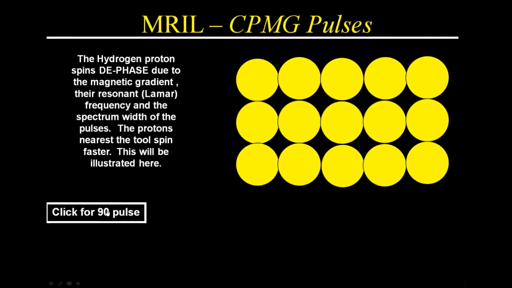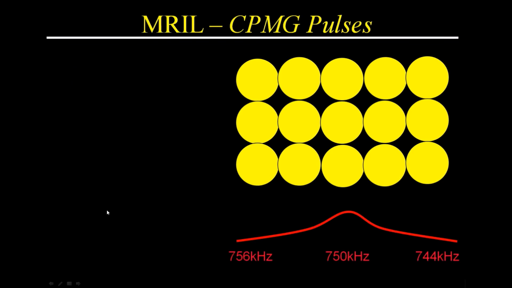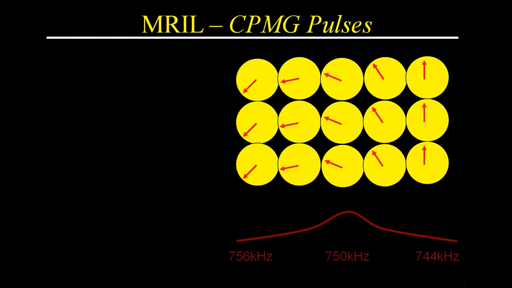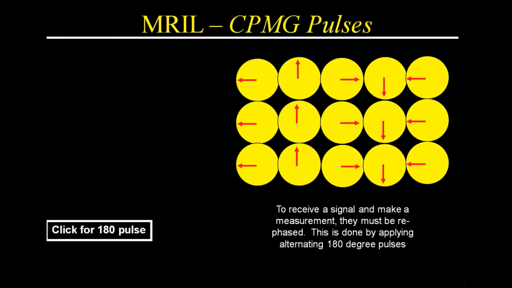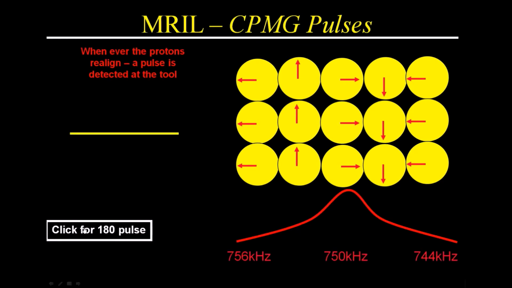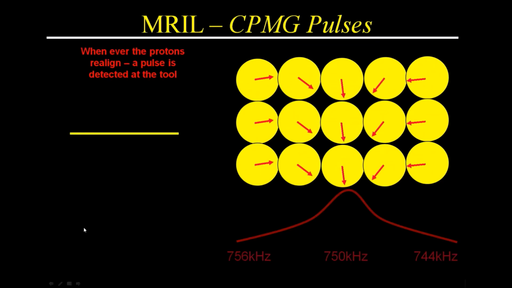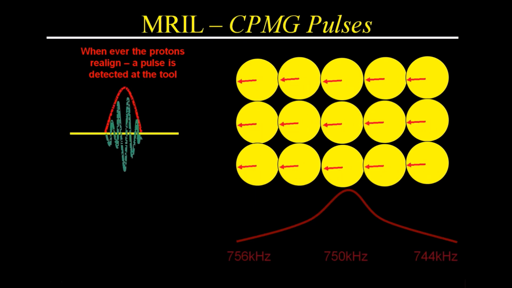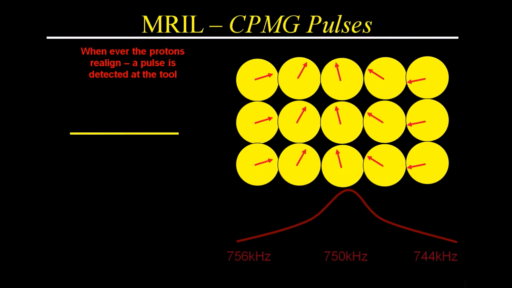Since the RF pulse has a spectrum width and the magnetic field decreases with distance from the tool, the proton spins will dephase. The basis of the CPMG pulse technique is alternating 180-degree pulses. Alternating pulses causes the spins to reverse. When the protons align, a resultant RF pulse can be detected.